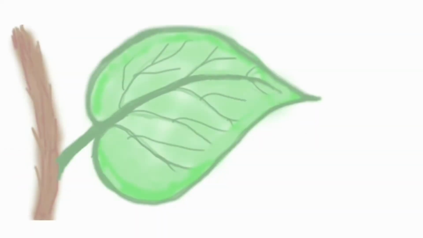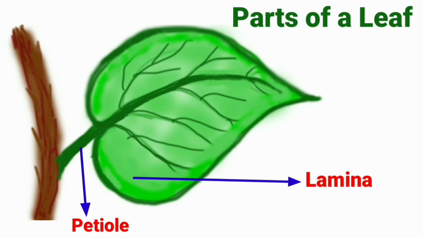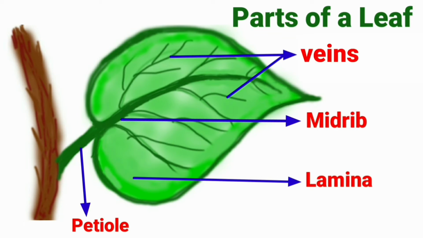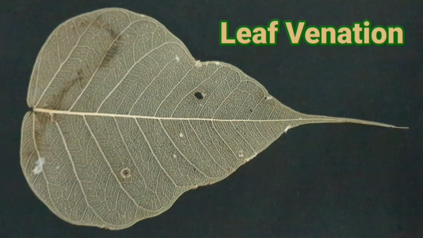Next part is leaf. What are the parts of a leaf? The part of the leaf by which it is attached to the stem is called petiole. The broad green part of the leaf is called lamina. A thin tube-like pattern runs through the middle of the leaf and divides the leaf into two parts. It is called the main vein. This vein is called the midrib. There are a number of thinner tube-like patterns starting from the main vein. These are called side veins. The design made by veins in a leaf is called the leaf venation.